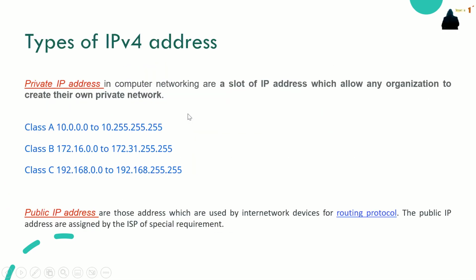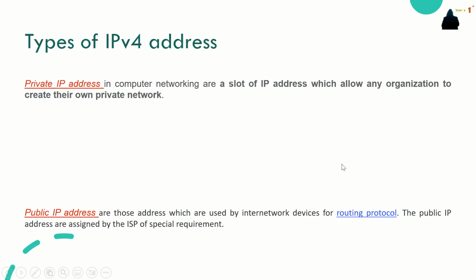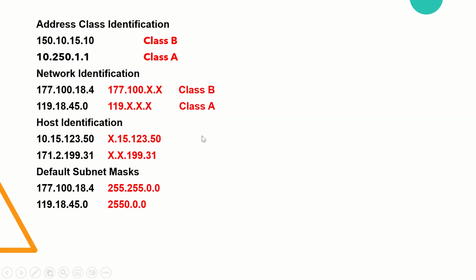And you can also come back here and see that in class B the first two octets belong to the network portion. In class C the first three octets belong to the network portion, and the last one belongs to the host portion. It's the same for host identification. For 10.15.128.50, the host portion is 15.128.50.